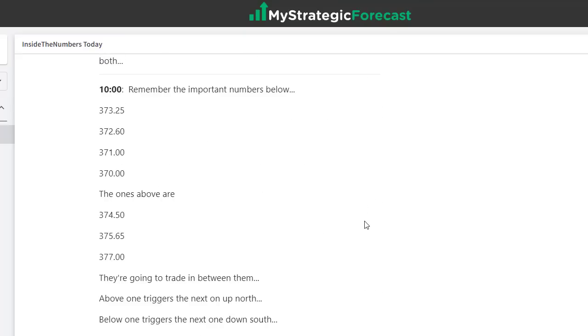We're moving along. So now, as the morning starts to quiet down, the morning rush hour is over, I want to leave some numbers on the board. They're going to trade between them.